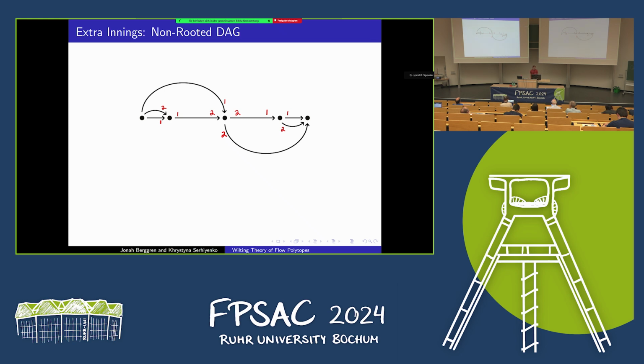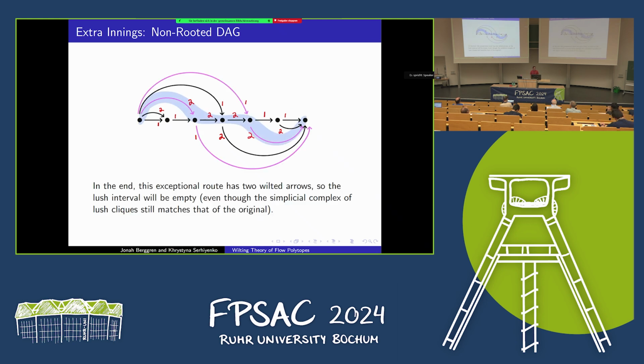I suppose maybe I should say that the exceptional segment that does not connect is like this. This is the one that prevents it from being rooted. And so what goes wrong here is that when you then extend it to an amply framed DAG, that exceptional segment now looks like this. It's turned into an exceptional route, but it starts and ends now with a wilted arrow.